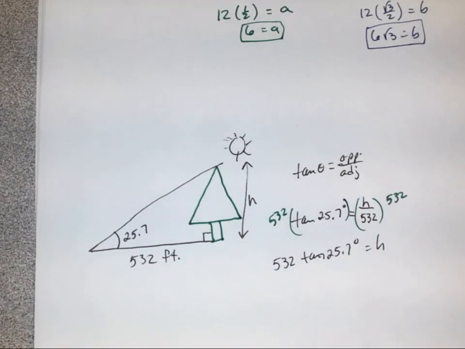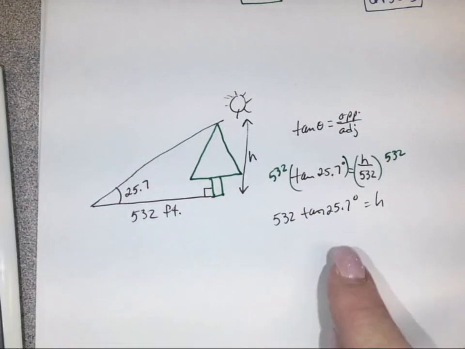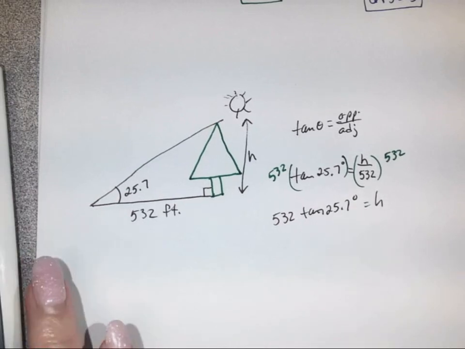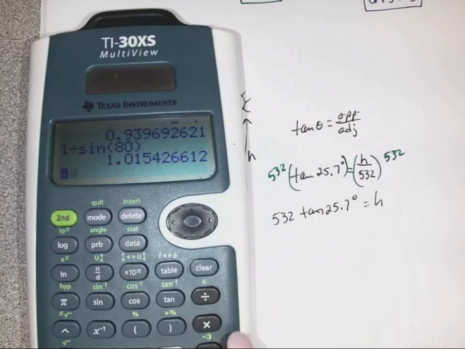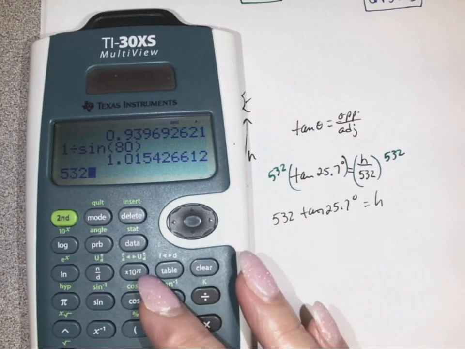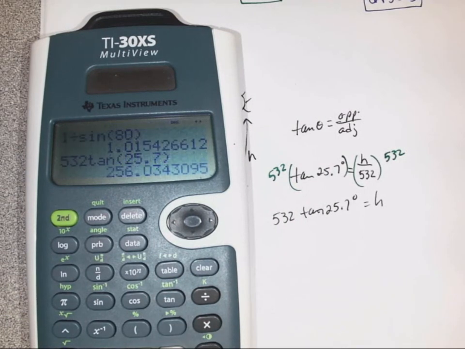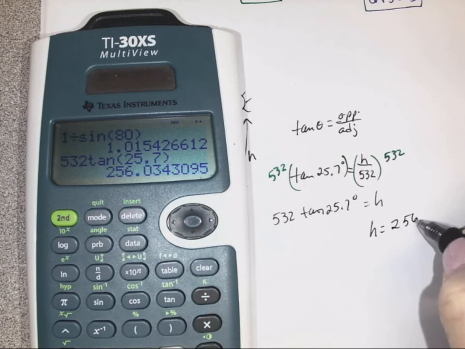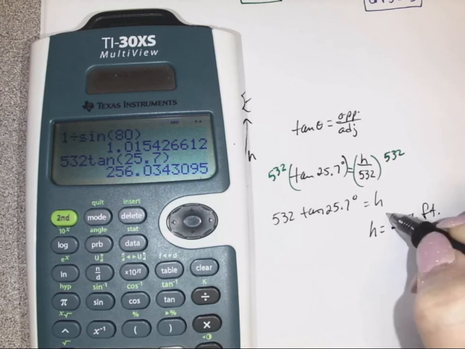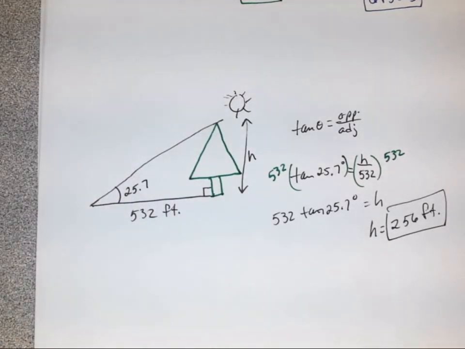Now this one is not one of our standard ones in our unit circle. So we're going to have to pull out our calculator, and we are putting in a degree, so we need to be in degree mode, which I can look right there and see it's degrees. So 532 times the tangent of 25.7, and we end up with our height is equal to 256 feet. So we're able to figure out the height of the tree using our trig ratios.